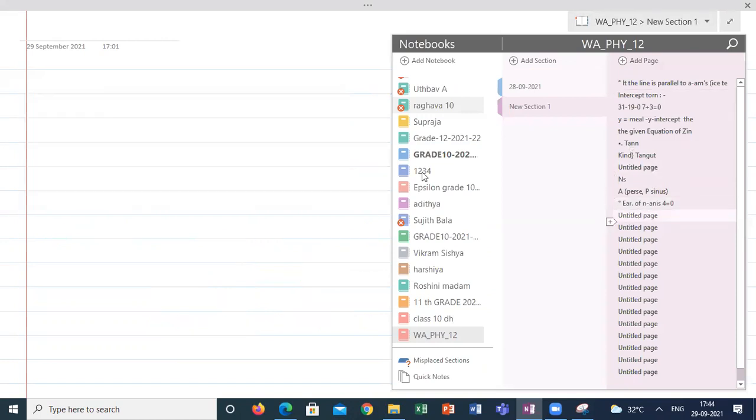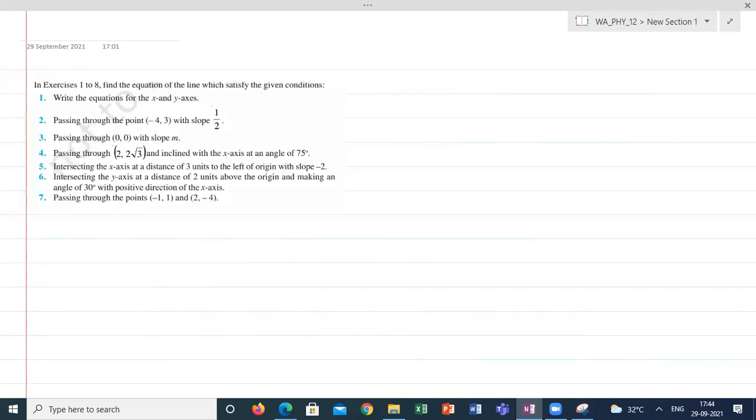Next question. Questions are simple if you understood the concepts. The equation of a line passing through origin and slope m. So this is also point slope form.